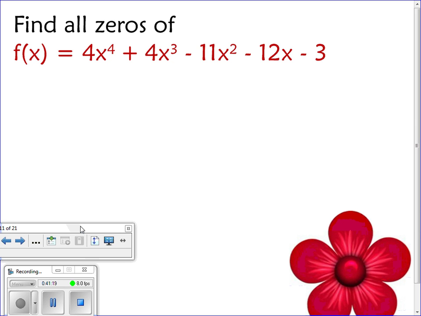Hit y equals. X to the 4th, 4x cubed. You have a minus or a negative instead of a minus, so it'll multiply it if you have that. Keep arrowing over until it highlights it. One more time. There you go, hit minus. There you go. Hit graph.